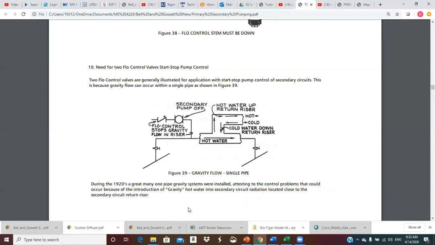Note here, during the 1920s, a great many one-pipe gravity systems were installed, attesting to the control problems that could occur because of the introduction of gravity hot water into the secondary circuit radiation located close to the secondary circuit return riser. So typically that would happen when your radiator or coil was close to this return pipe, and this would just rise right up into it. It would get hot and would overheat the space.